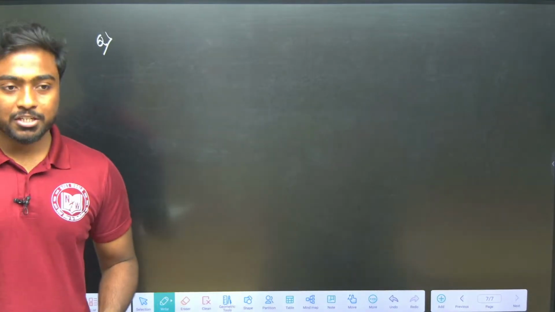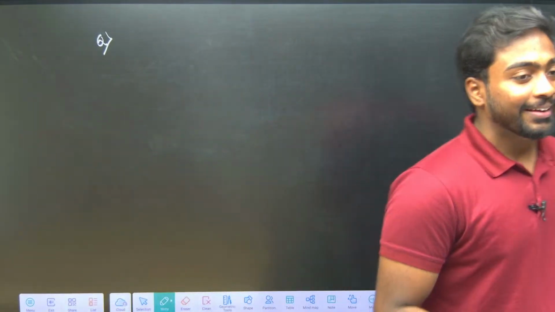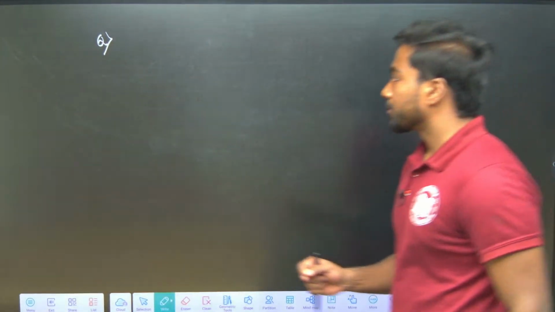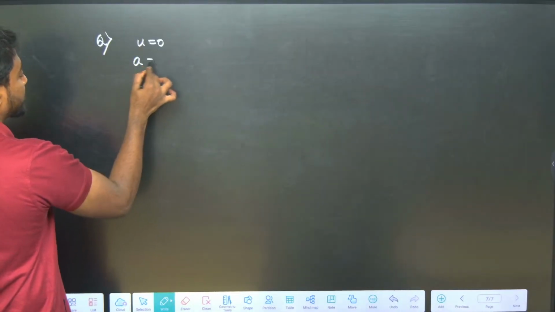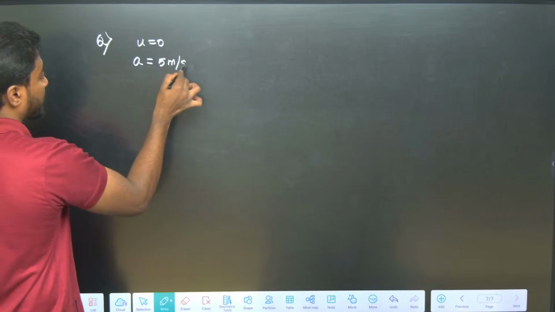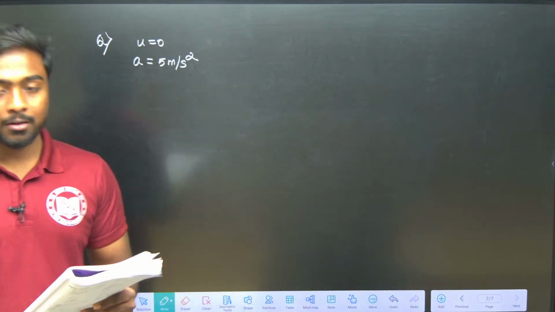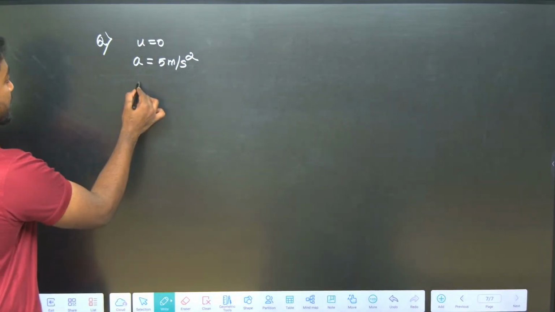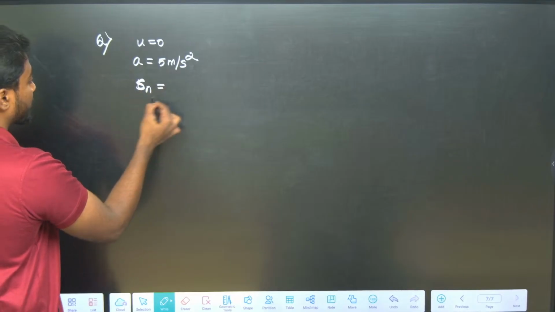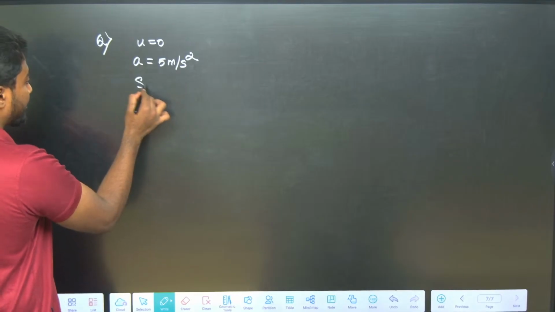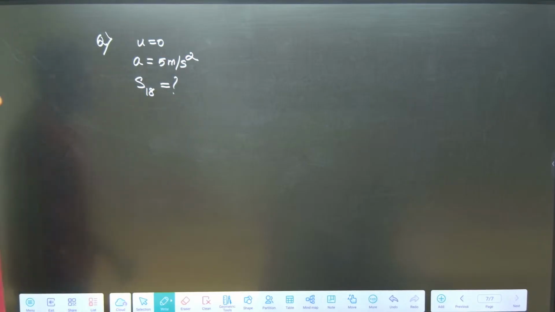Initially a body is at rest. If its acceleration is 5 meter per second square, so initially the body is at rest, u equals 0, and acceleration is 5 meter per second square. Then what is given is the distance travelled in the 18th second. So I need to find Sn, which is nothing but S18. Similar kind of questions, this also.